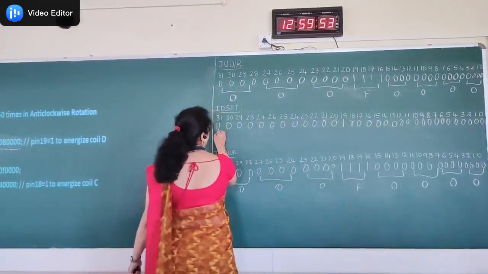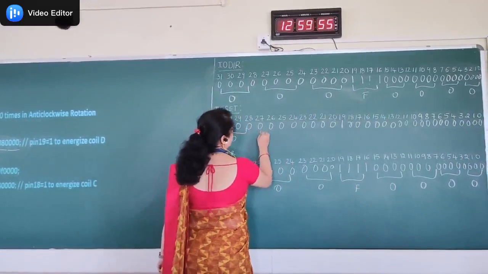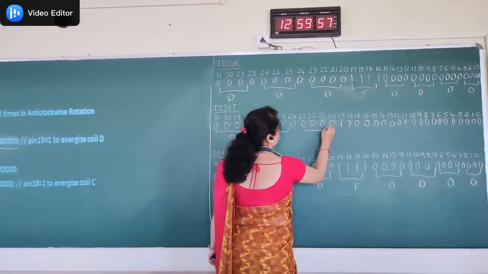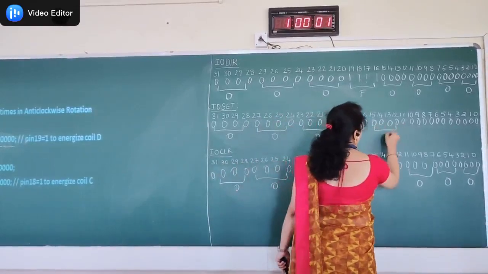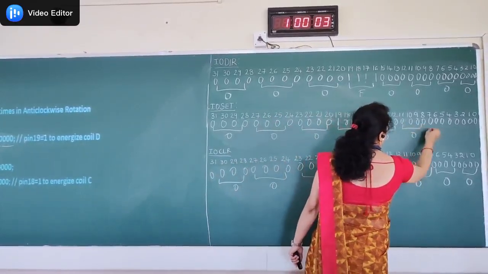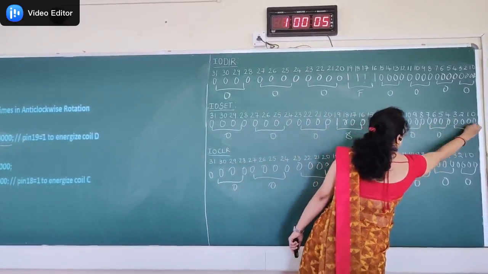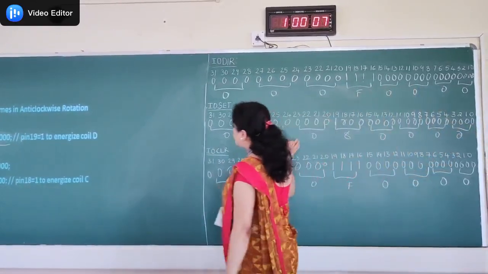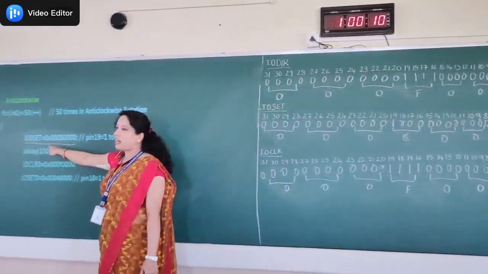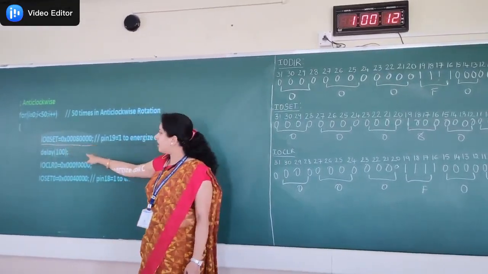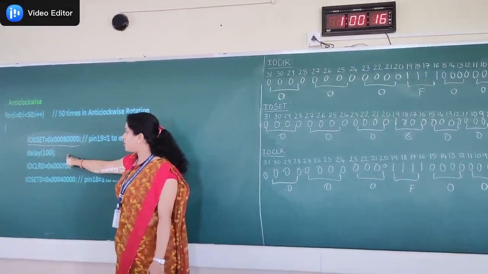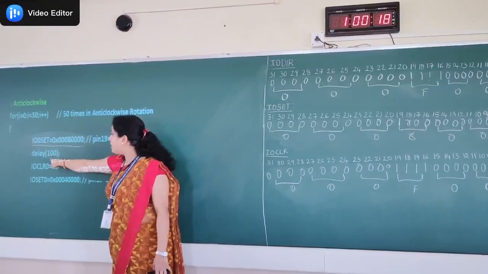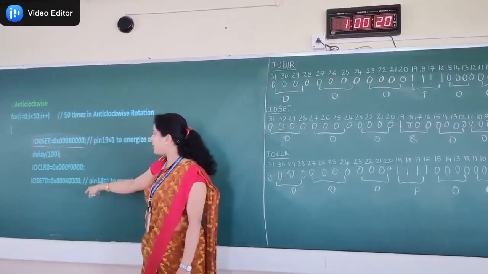So when we convert this into hexadecimal value, we get 0x00080000. When you load this value to the IO0SET register, it will energize coil D, then call a delay procedure. See that we are passing the value 100 to the delay procedure.